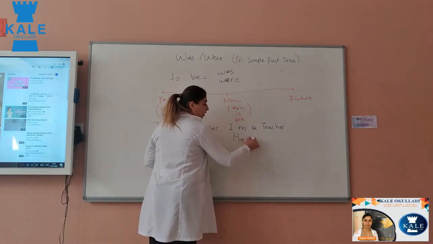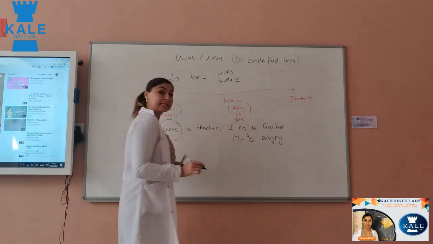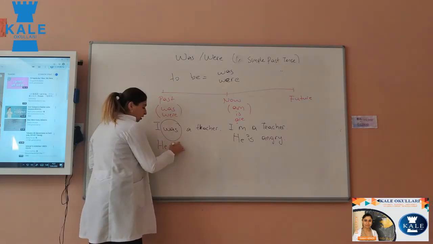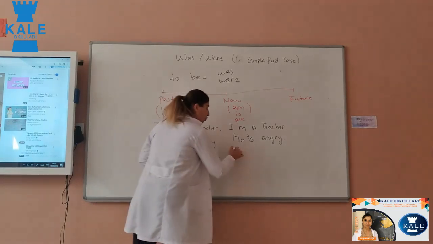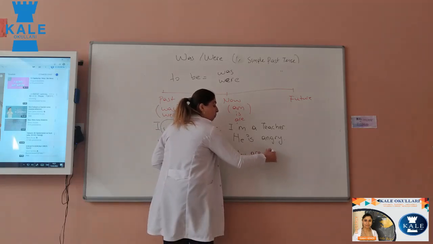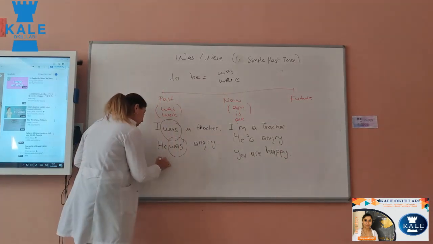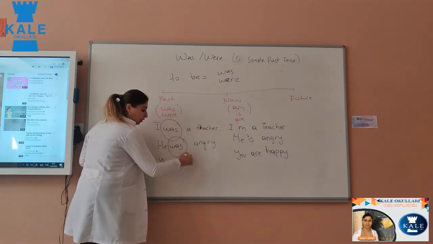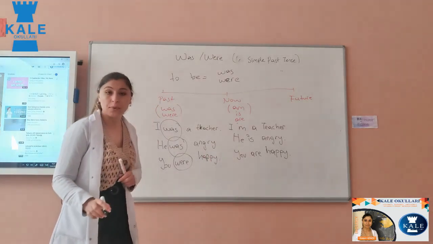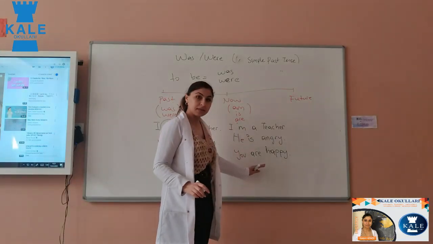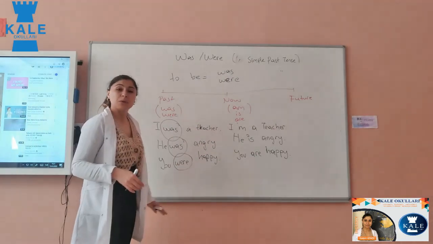He is angry, kızgın olmak, o kızgın. He was angry, o kızgındı. You are happy, sen mutlusun. You were happy. Don't forget, I didn't use any verb. I'm just using am, is, are, but I'm turning am, is, are into was or were.